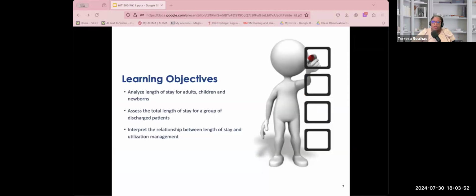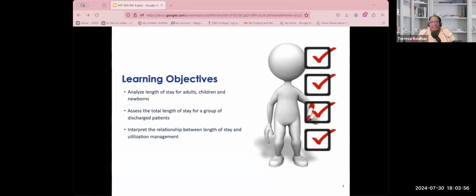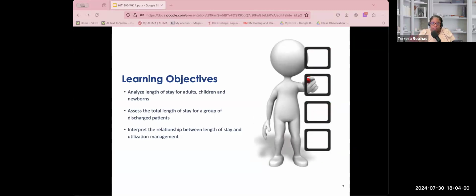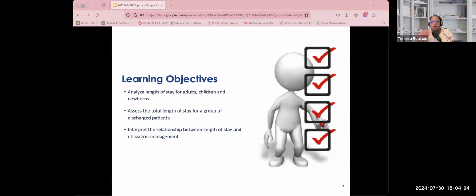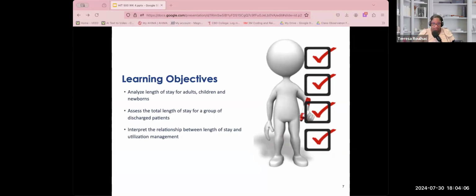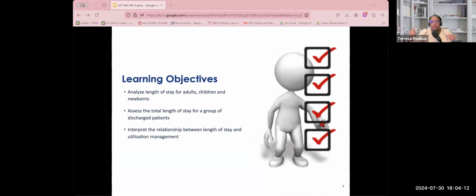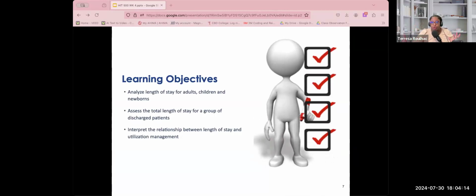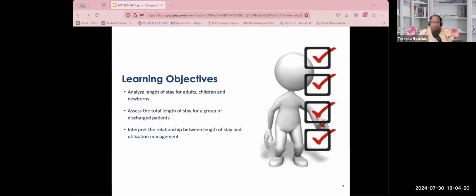Now, what are our learning objectives? In tonight's live session, we're going to get into the realm of healthcare analytics, where we're focusing on analyzing length of stay for a lot of different patient demographics. We'll be navigating through the world of data to analyze that length of stay for adults, children, and newborns. Keep in mind, newborns at this point are still calculated separately.